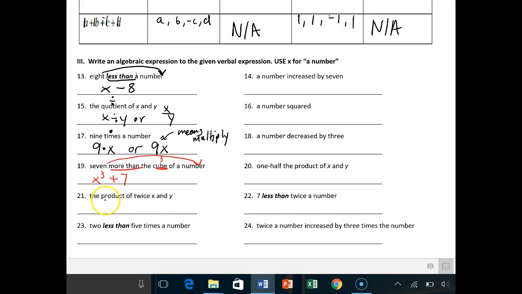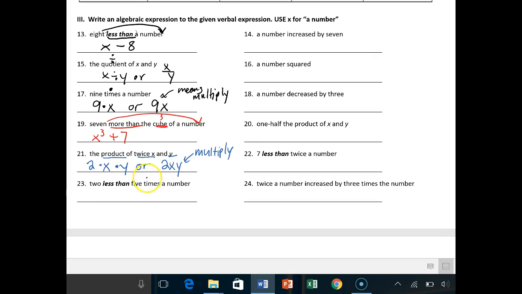The product of twice x and y. So we want to do 2 times x and times y, which is really, again, without dots, I could say 2xy. Why can I say this? Because anytime you have a coefficient next to a variable, or a variable next to a variable, it means multiply. So 2 times a number we don't know and another number we don't know.